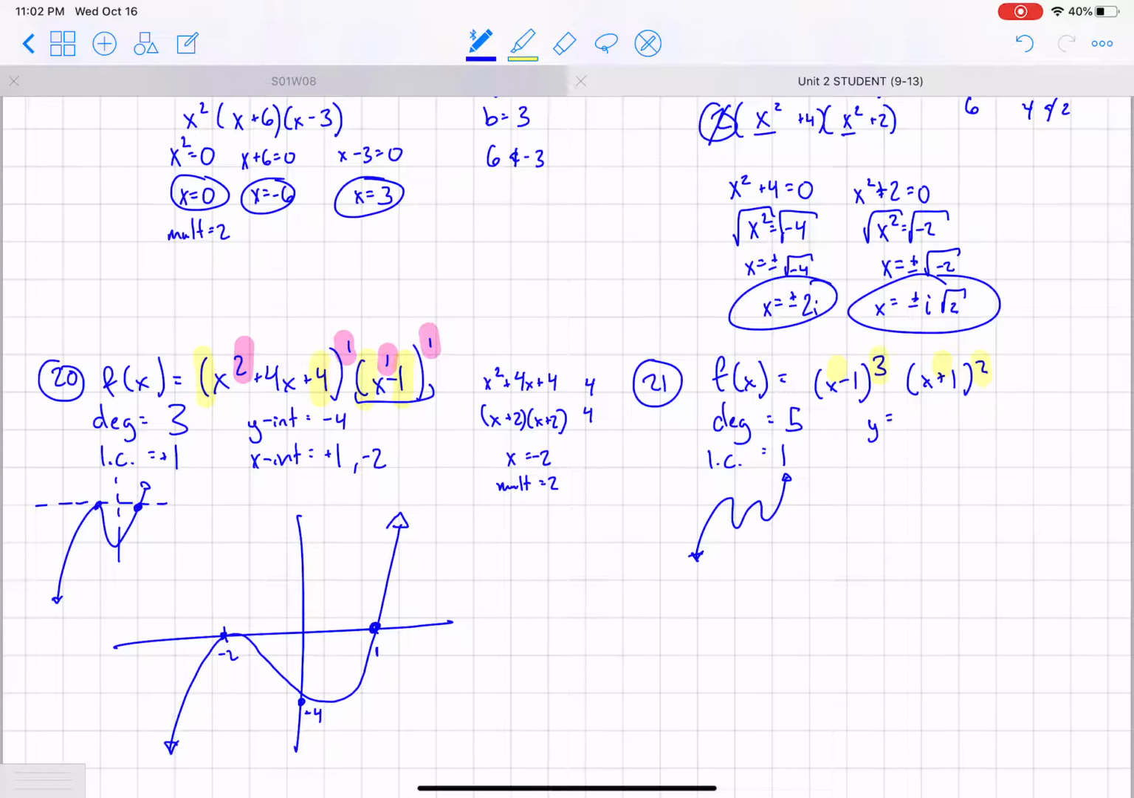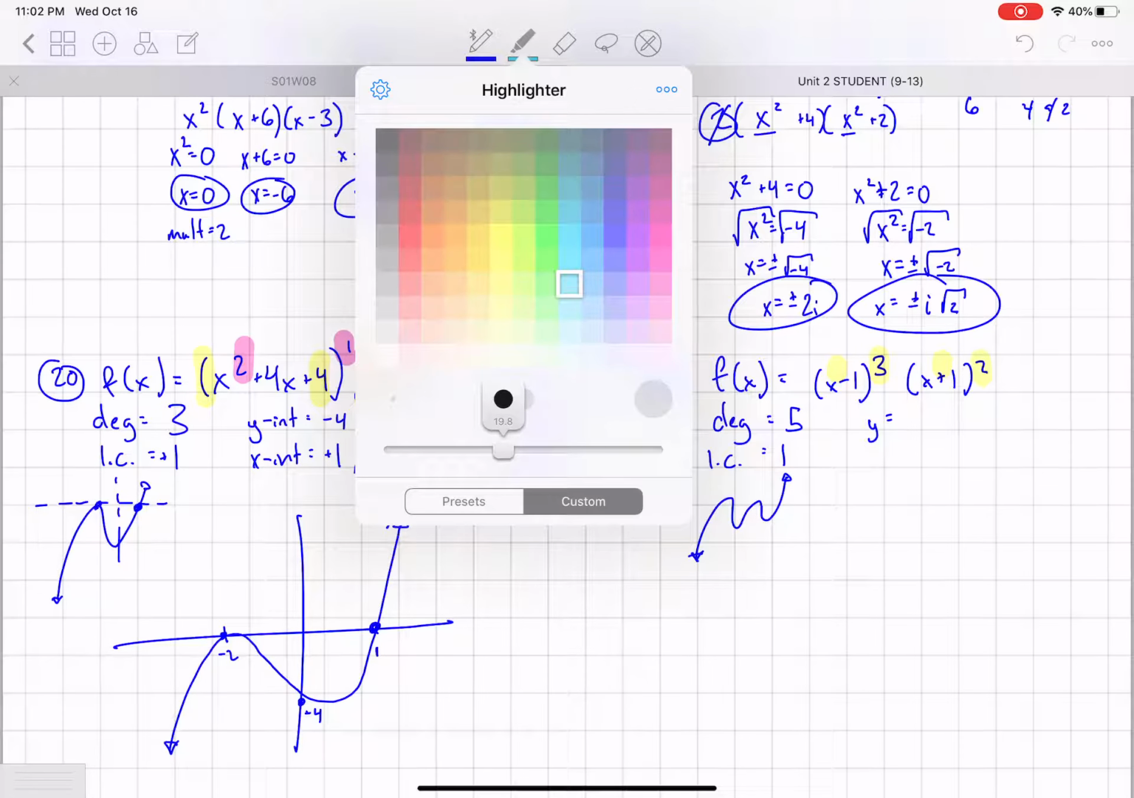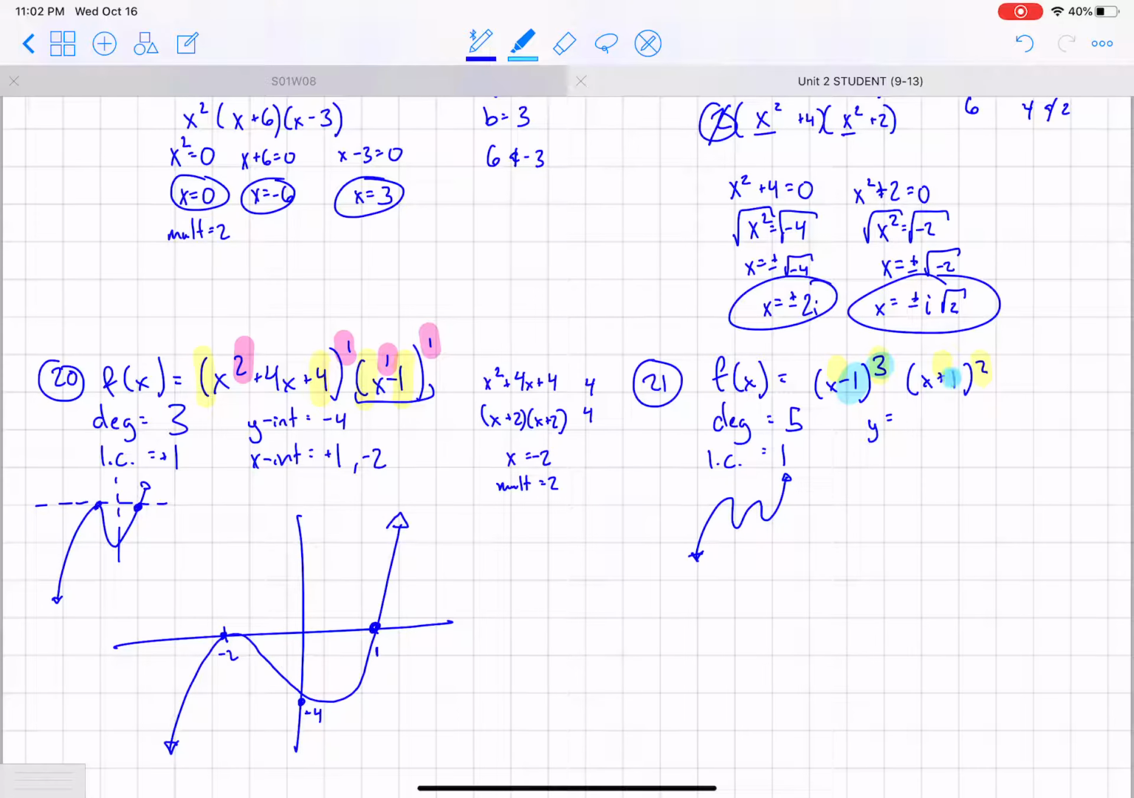Our y-intercept, again, is one of those weird ones where we have to take our exponents and that last term. So we have -1 to the power of 3 times 1 to the power of 2. So we have -1 times 1, so -1. And then our x-intercepts will just be the opposite. So 1, that will have a multiplicity of 3. And then -1, and that has a multiplicity of 2.